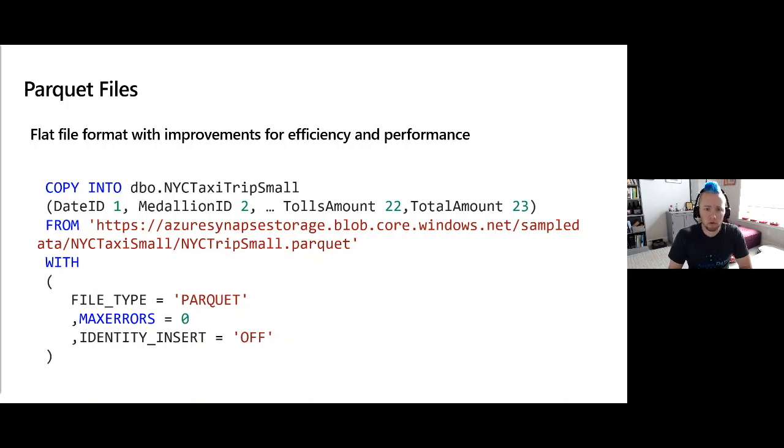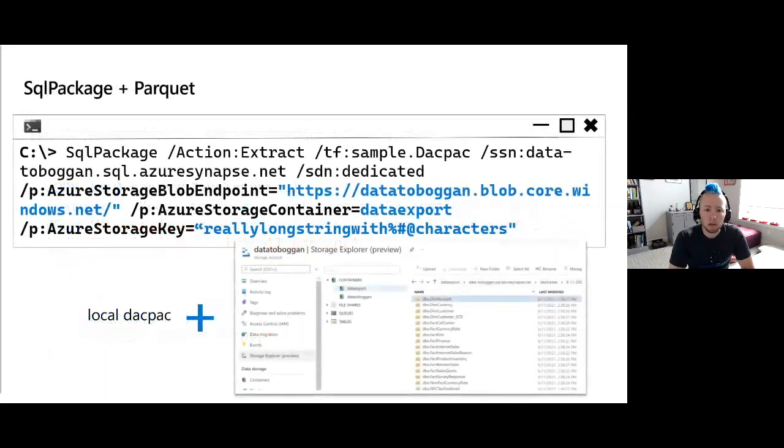For Synapse, earlier this spring, I believe, we added a couple of parameters, again specific to Synapse, that not only do an extract of that schema to the DACPAC, which brings it to your local computer, but if you add a blob storage endpoint, the container, and then the storage key, which has been redacted here, it's going to drop all of the data out of those tables into Parquet files in Azure storage. So we'll do that here real quick.